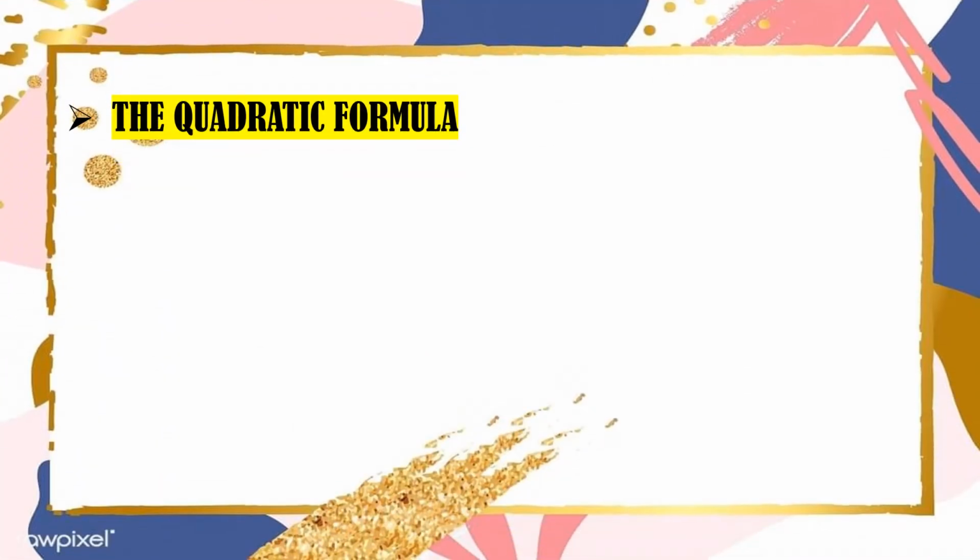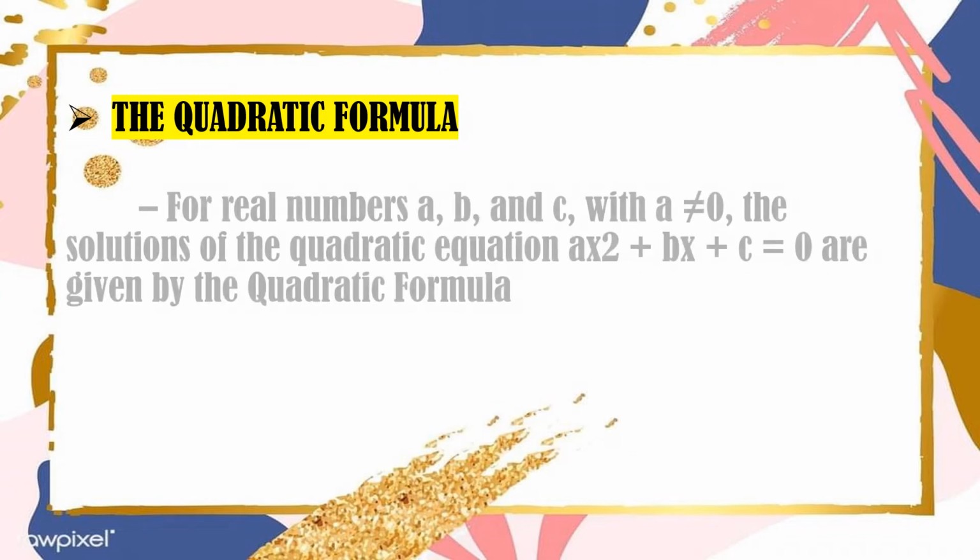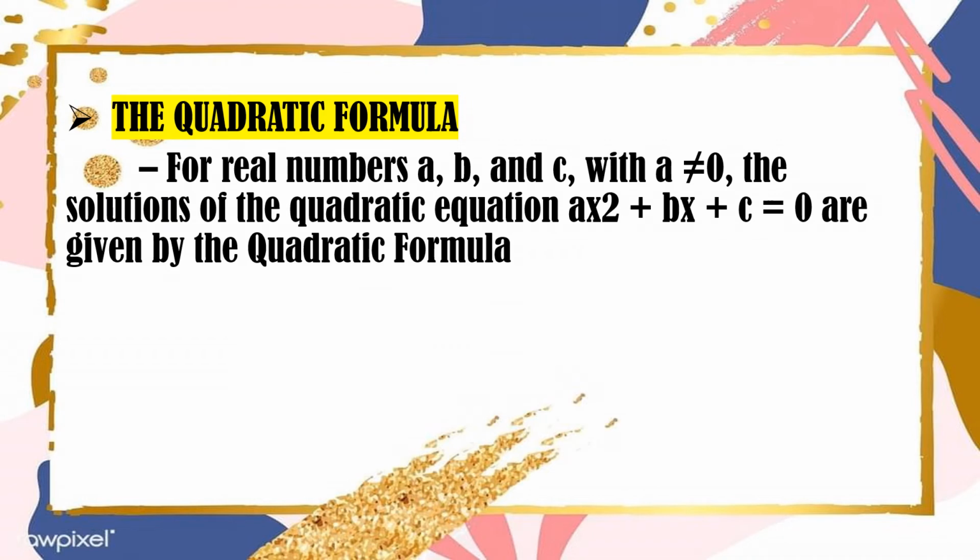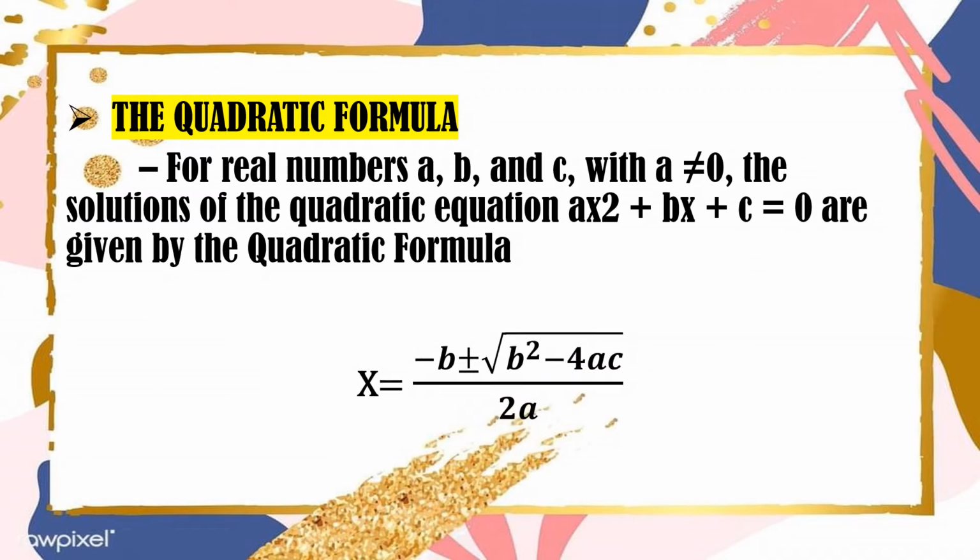Another way to find the roots of the quadratic equation is the quadratic formula. The quadratic formula states that for real numbers a, b, and c, with a not equal to 0, the solutions of the quadratic equation ax squared plus bx plus c equals 0 are given by the quadratic formula: x equals negative b, plus or minus the square root of b squared minus 4ac, all over 2a.